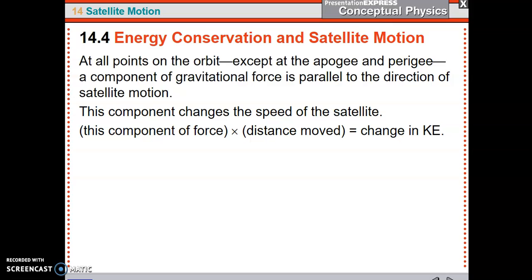At all points on the orbit, except at the apogee and perigee, a component of gravitational force is parallel to the direction of satellite motion. So a component of it is parallel. This component changes the speed of the satellite. So the component of force times distance moved equals change in the kinetic energy. That's a little further than I would want to go. If you understand that, great. We're talking about work here. Force times distance.